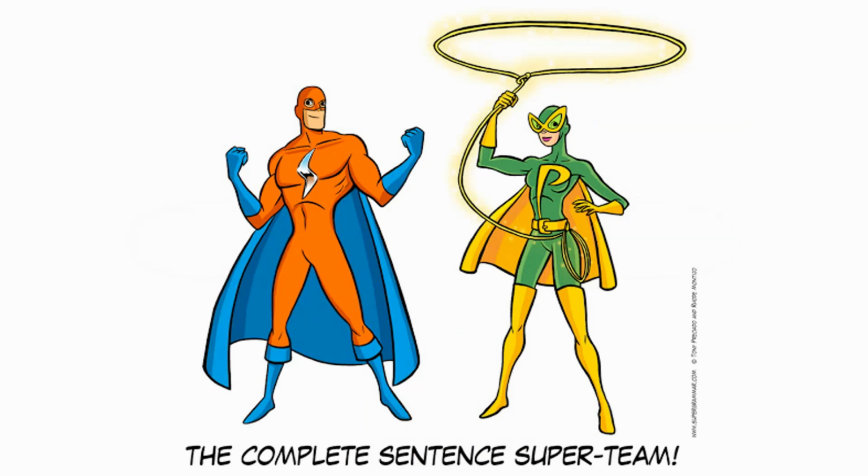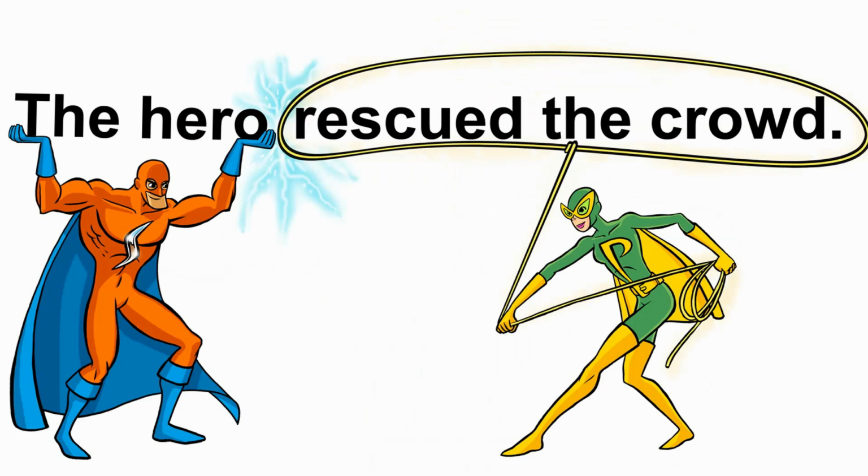Here's an example, and also proof that there are people in the world who are geekier about this stuff than I am. The subject, the hero. The predicate, rescued the crowd. The hero, subject, rescued, verb, the crowd modifies what the hero rescued. It tells you exactly what the hero did. The hero rescued. The hero walked would be a shorter sentence.